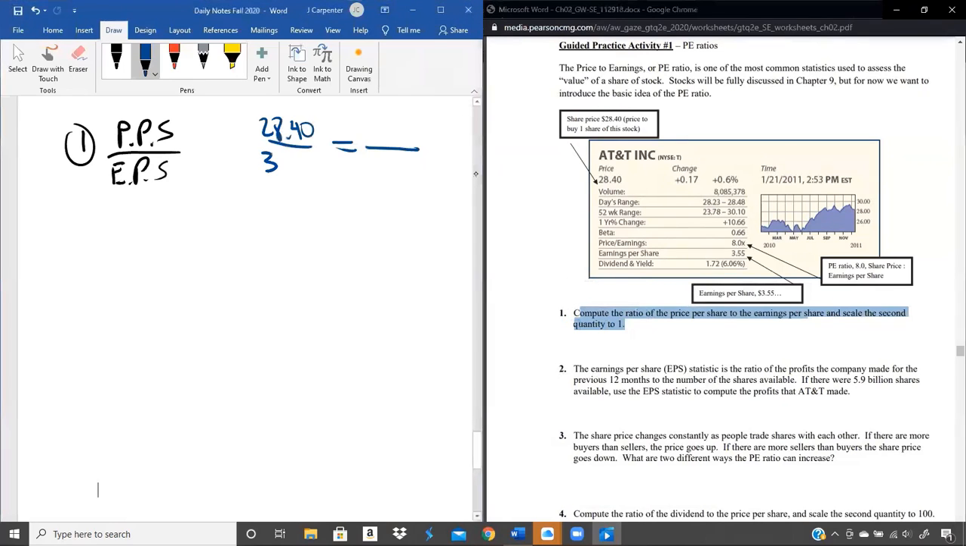How did I know what the price per share was? I used my eyes and I paid attention. How did I know what my earnings per share was? I used my eyes and I paid attention.